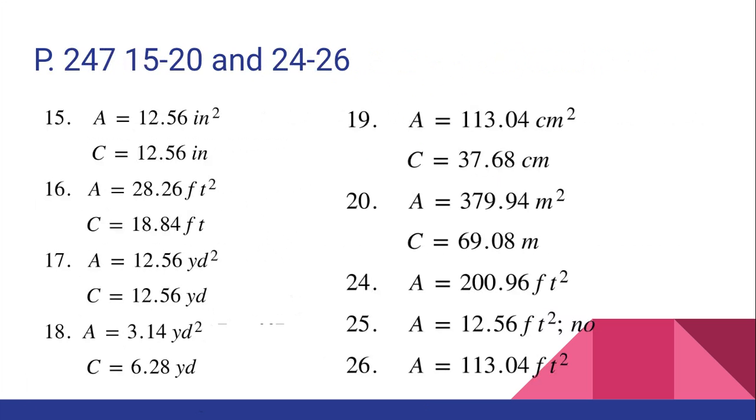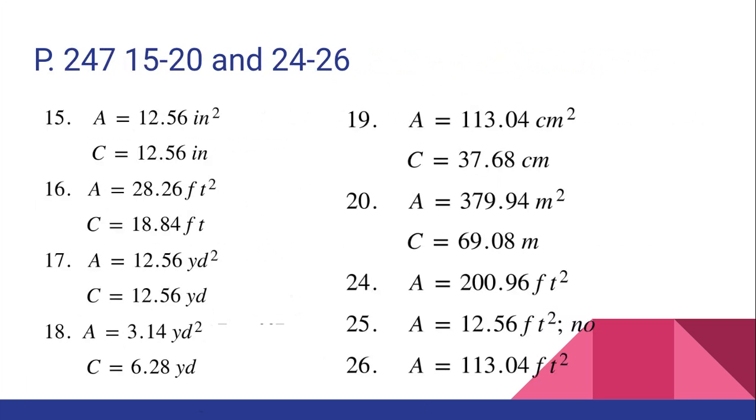So on 15, we were given the diameter. So before we could find our area, we needed to do half of that. Half of 4 is 2. Then we did 2 squared, which is 2 times 2, so that's 4. And then 4 times 3.14 is 12.56 inches squared. Our circumference, we're going to use pi times diameter. So this is one where we did end up with the same answer.